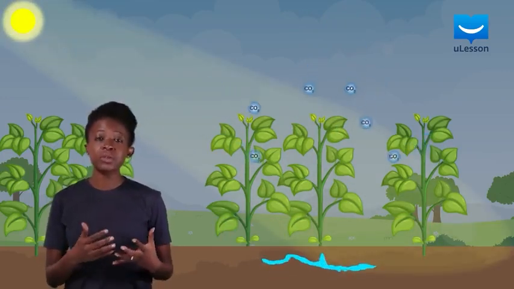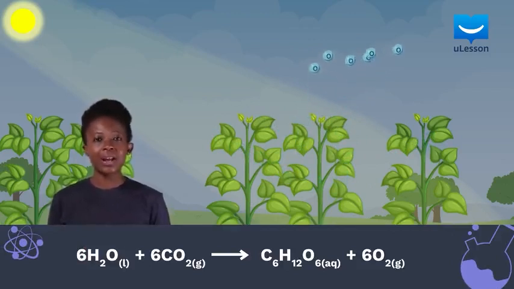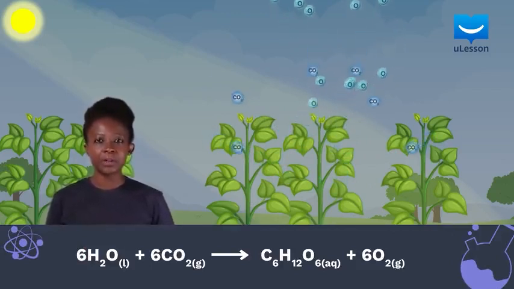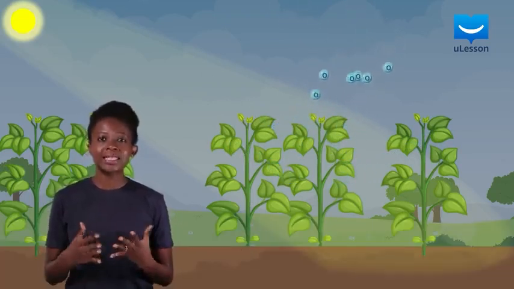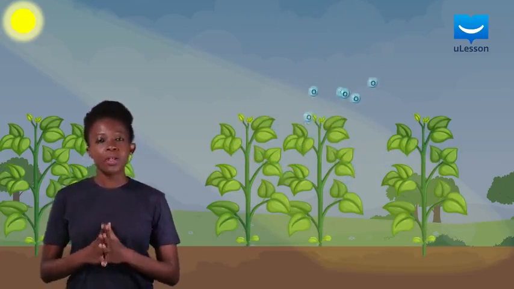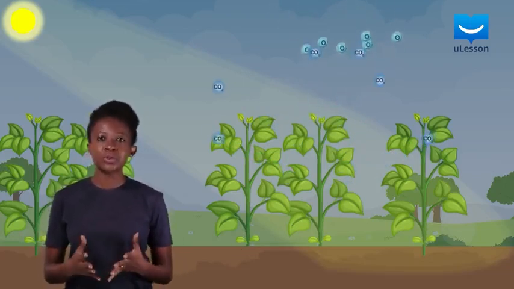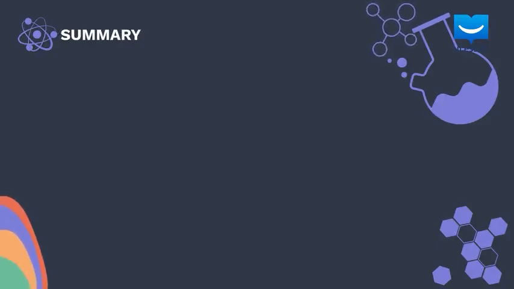During the process, plants absorb sunlight energy and use it to convert water from the soil and carbon dioxide from the atmosphere to glucose and oxygen, as shown in the equation here. The oxygen released during this process is passed into the atmosphere and used by animals for respiration. Through this process, the plants also store the food that animals need to consume so as to acquire the energy that keeps them alive. Let's do a quick recap of the key points in this lesson.